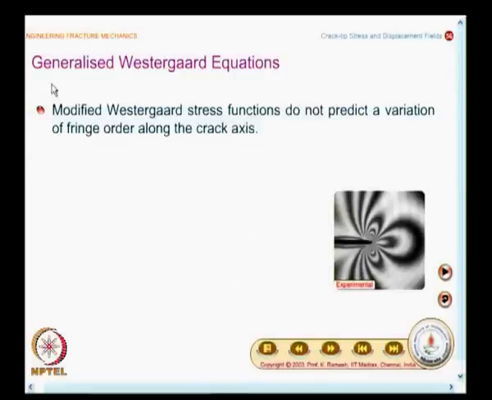So, we will now take up our discussion on generalized Westergaard equations. This is necessary because we have looked at the Westergaard stress function, and we have also looked at modified Westergaard stress functions. What are the modifications that we have looked at? We have looked at a modification introduced by Irwin. He added minus sigma naught x to the sigma x stress term. So, he added one more term in the series. This was one of the modifications.